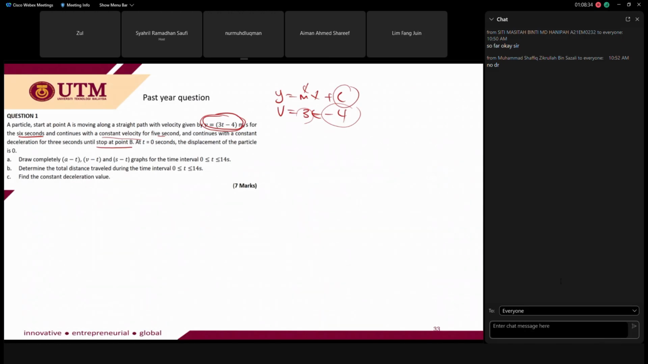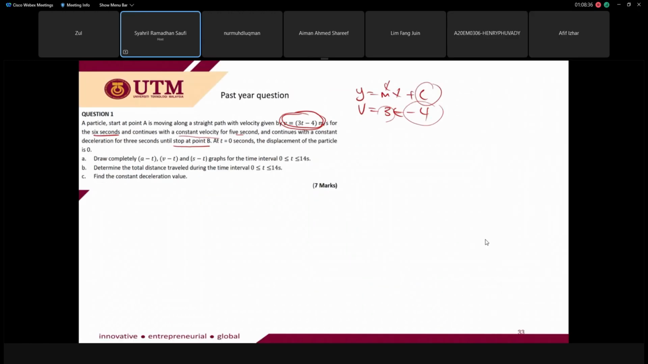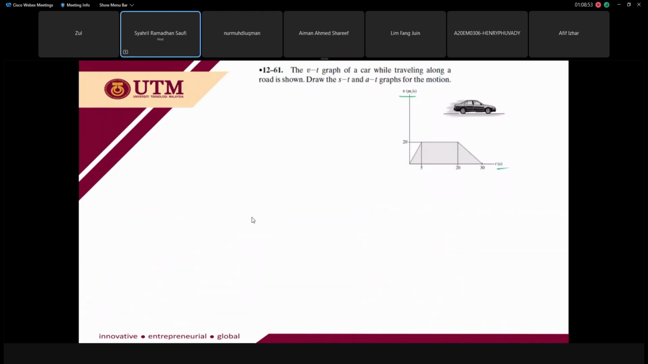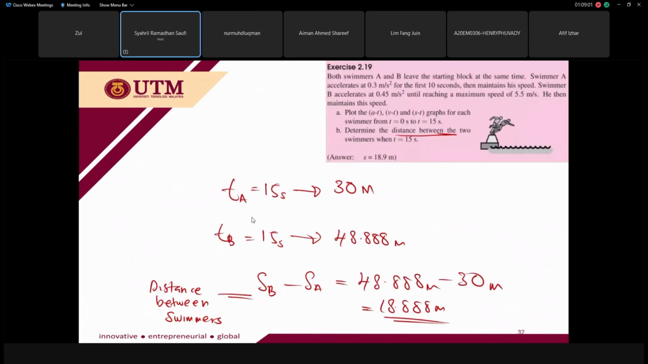Okay, any other questions before we end the class? If you don't have questions, please try to do this past year question, and also try to do this example. Basically, it's just a straightforward example here. You can refer to the example in this slide. So I think that's all for today.